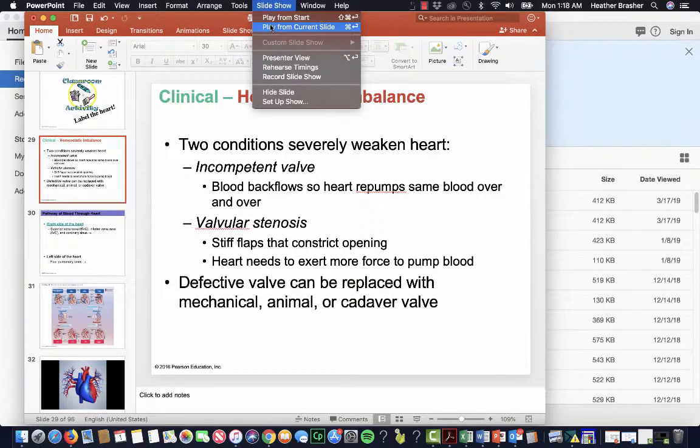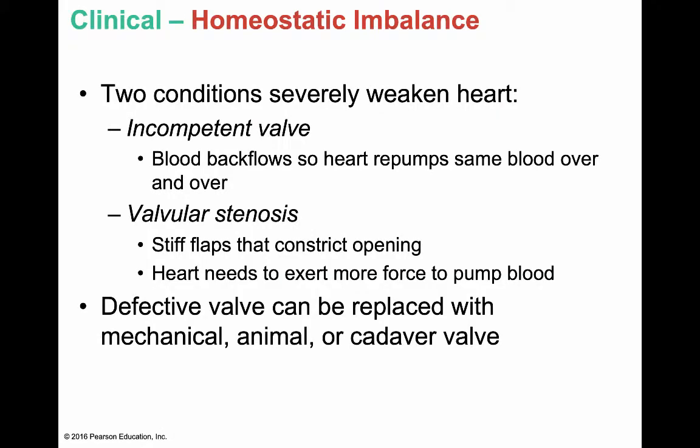So guys, let's start from here and let's talk about some homeostatic imbalances, specifically what can lead to weakening of the heart. And those have to do with our valves. And so there's the first one that's called the incompetent valve. And basically this means the valve isn't working right, and so blood is backflowing into the heart. So the heart is having to repump the same blood over and over again.